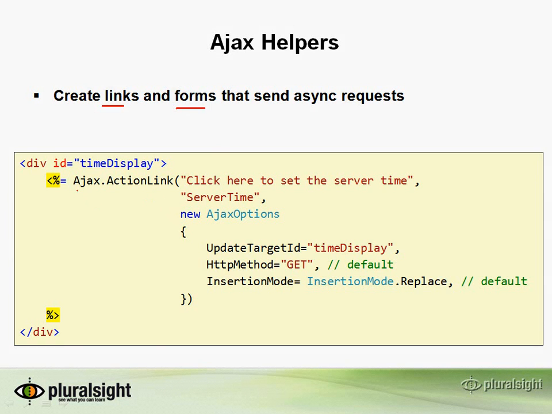Here's an example in a view. We're going to call AJAX.actionLink. That's going to create an anchor tag that will initiate an async request. This is the text that we want to display inside of the anchor tag. The second method is the action that we want to invoke. And then there are various AJAX options that we can tinker with to specify what DOM element should be updated with the response, what HTTP method should be used to send this request, and how should the insertion of the response take place. Should we replace the content of this DOM element that we specified, or should we simply append to it? And we'll be looking at a couple of these other options as we move on.